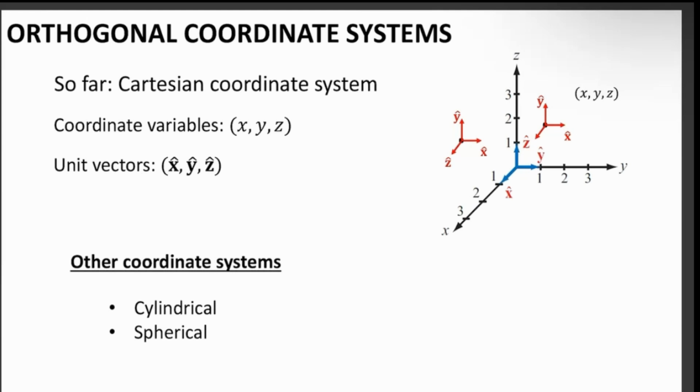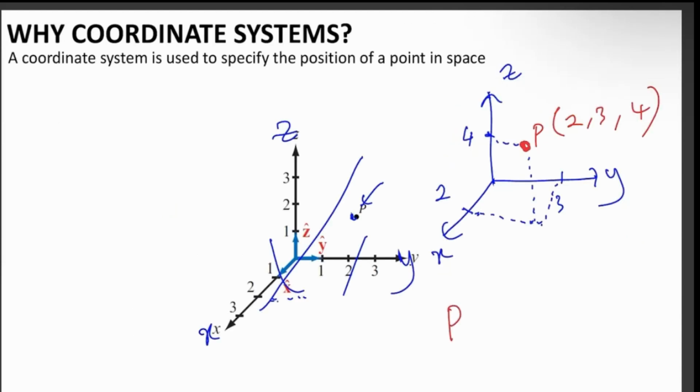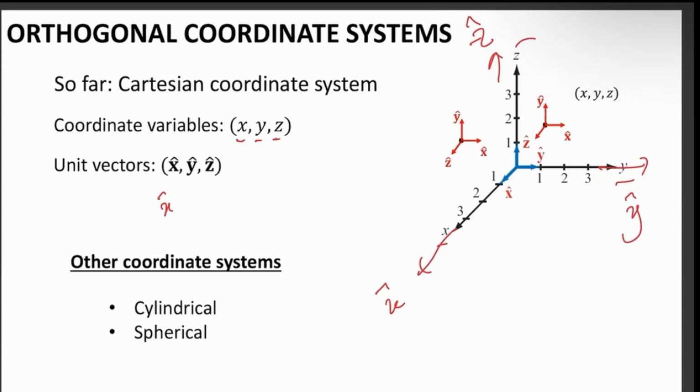Cartesian coordinates have X, Y, and Z. Okay, 3D. The unit vector is X hat. X hat means the unit direction along the X direction, Y hat is the Y direction, and Z hat is the Z direction. So in our case, the vector for P is equal to 2x plus 3y plus 4z. This is the Cartesian coordinate.